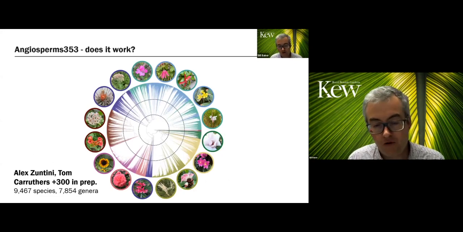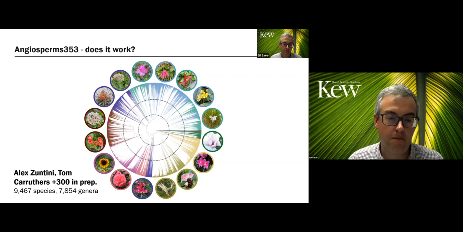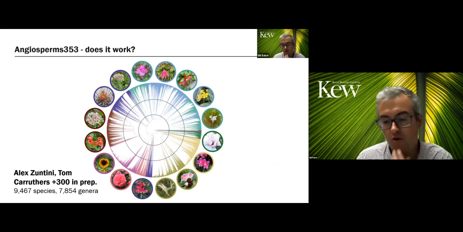So I'll talk a bit more about this particular tree later on in the talk, but we are already building very accurate and very, very large trees of some 10,000 tips using data we've generated using that toolkit.